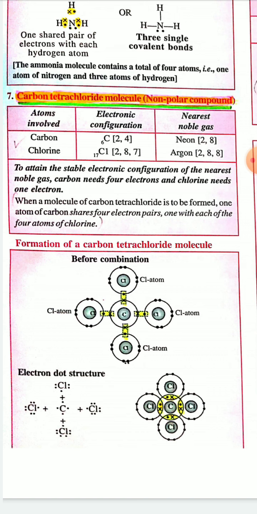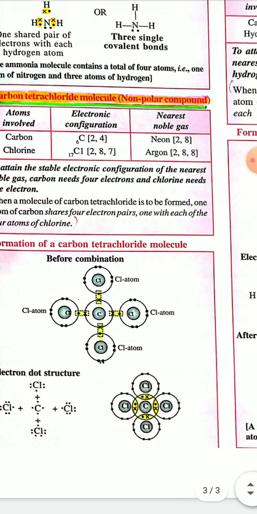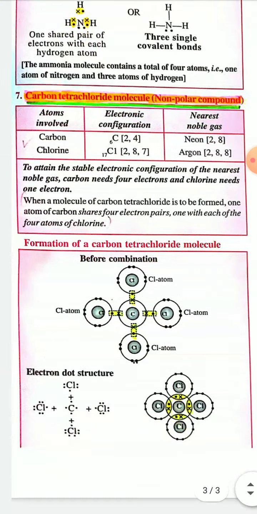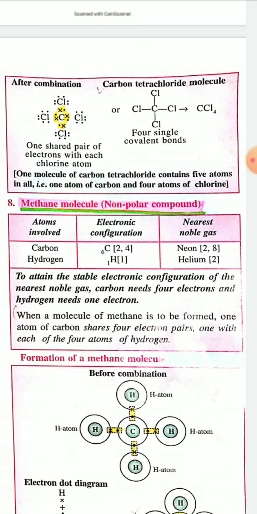In CCl4, carbon tetrachloride, all the electrons of carbon and chlorine are represented here by giving dots. You can also give a cross for the electrons of carbon and a dot for chlorine. Okay, so carbon tetrachloride contains 4 single covalent bonds in CCl4.